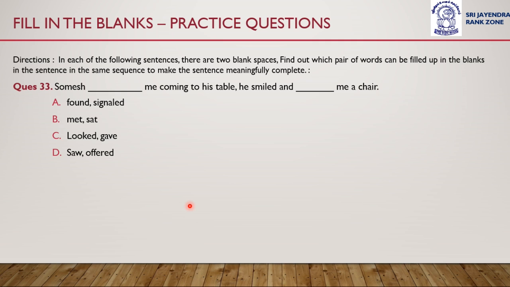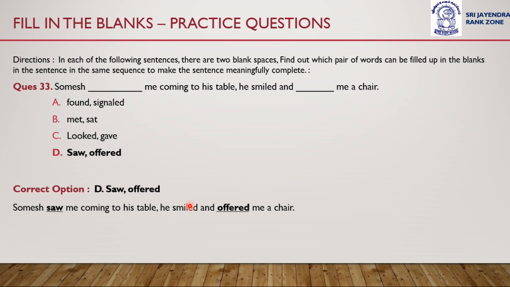Somesh dash me coming to his table. He smiled and dash me a chair. So the answer will be: Somesh saw me coming to his table. He smiled and offered me a chair. Saw and offered would be the correct option. This is the correct statement, option D.